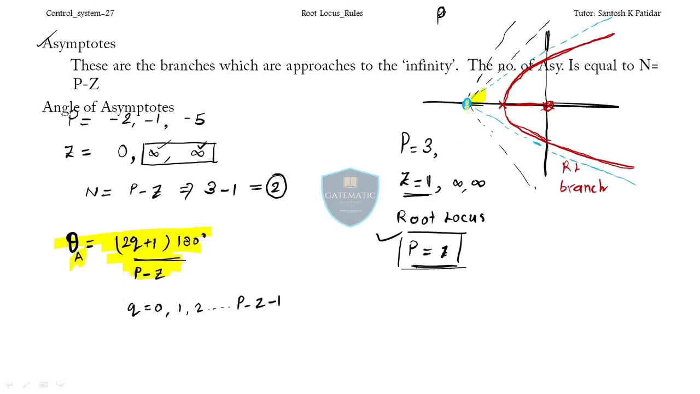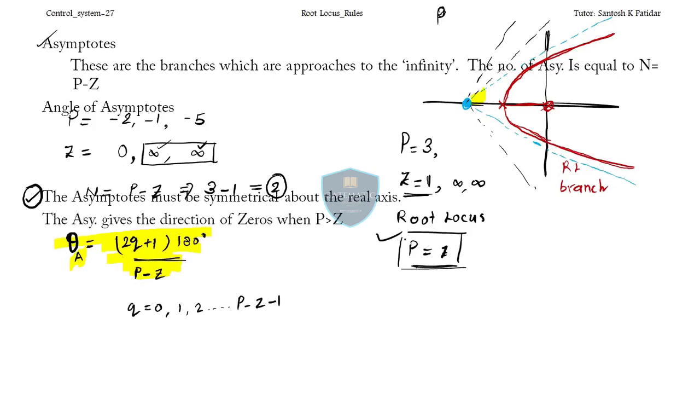Now one more thing, at what point will your asymptote start? So that thing is nothing but the centroid. We'll discuss that. Let me take the pen over here. The next point is the asymptote must be symmetrical about the real axis. Why symmetrical? Because asymptote will carry the RL branches, and we know the RL branches are symmetrical about the real axis. So definitely your asymptote also must be symmetrical about the real axis. I think this point is clear to you people.